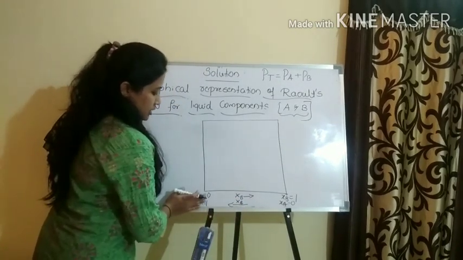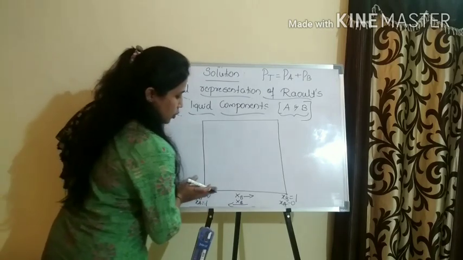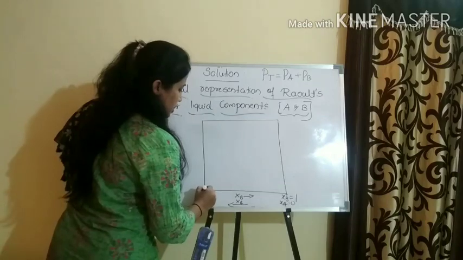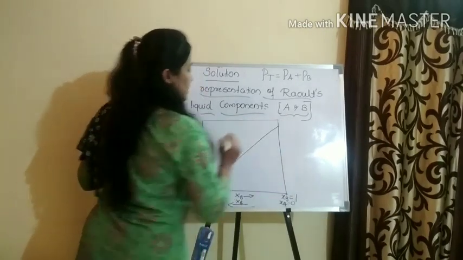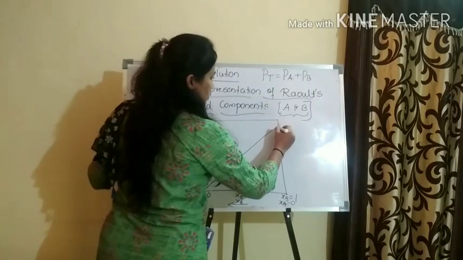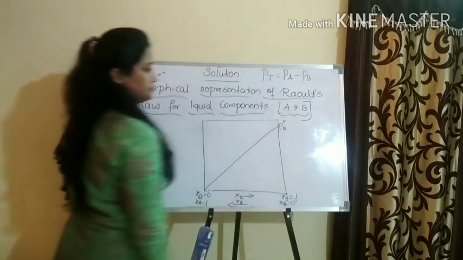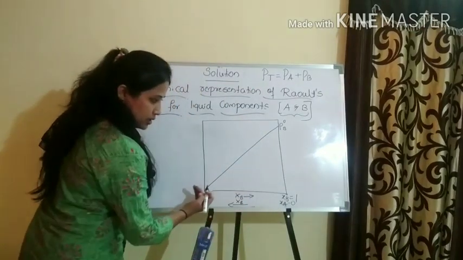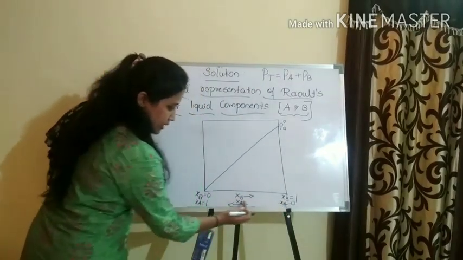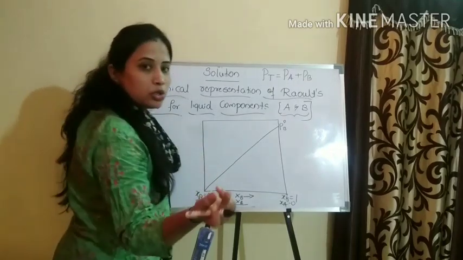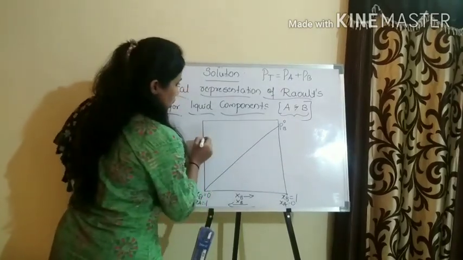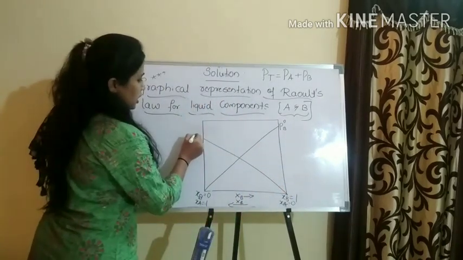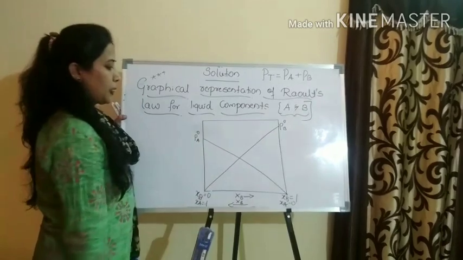If I consider the mole fraction of B, as the mole fraction of B increases, what happens to the vapor pressure? The vapor pressure also increases. So this is the pure component B. Similarly, as the mole fraction of A increases, its vapor pressure also increases. So can I draw a graph like this? So this is for what? The pure component A.